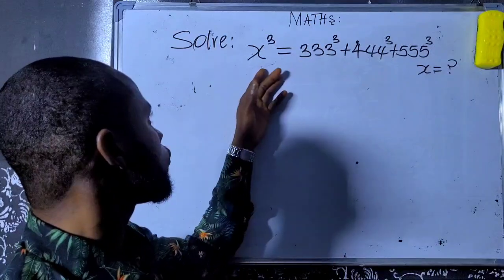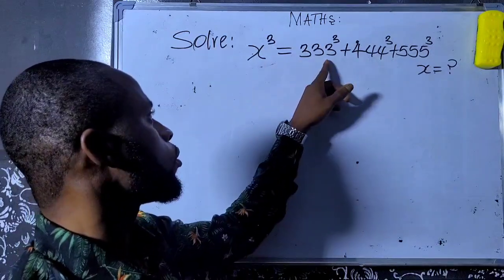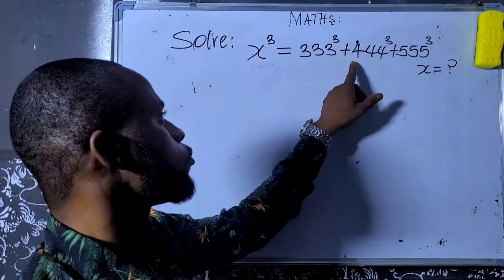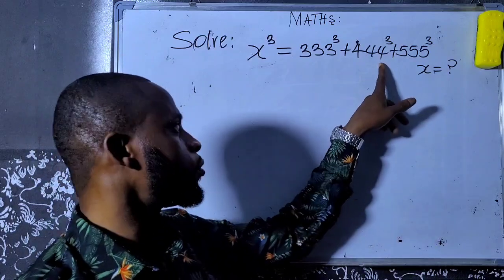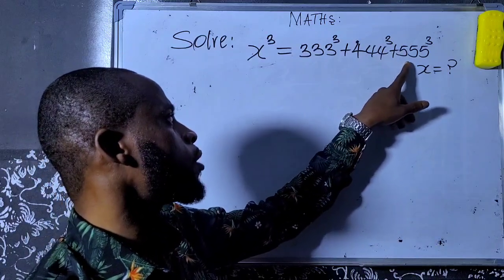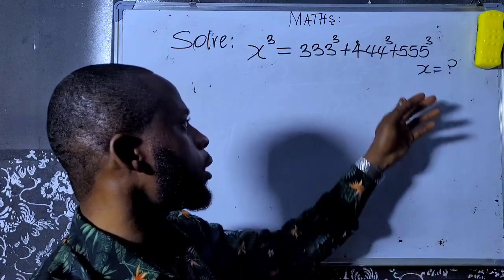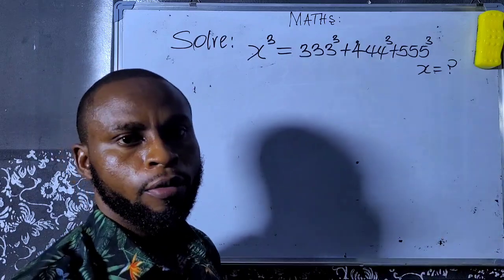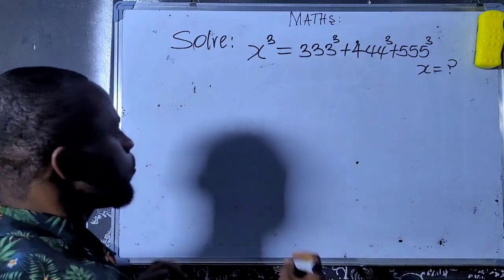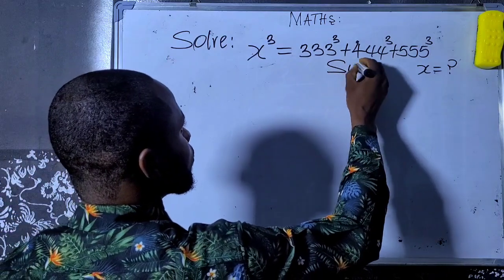We are asked to solve x to the power of 3 equals 333 to the power of 3 plus 444 to the power of 3 plus 555 to the power of 3. Here we have to find the value of x that will satisfy this equation. I put down here solution.